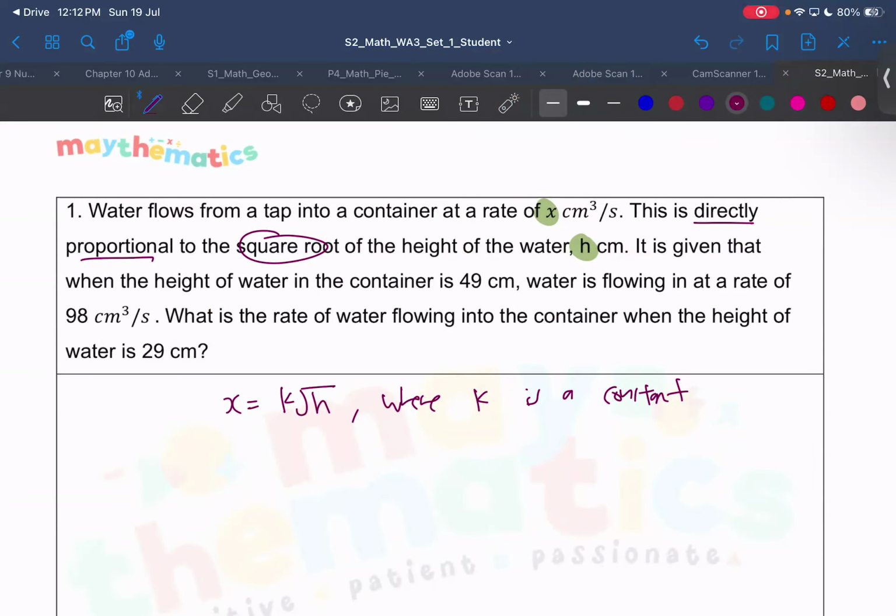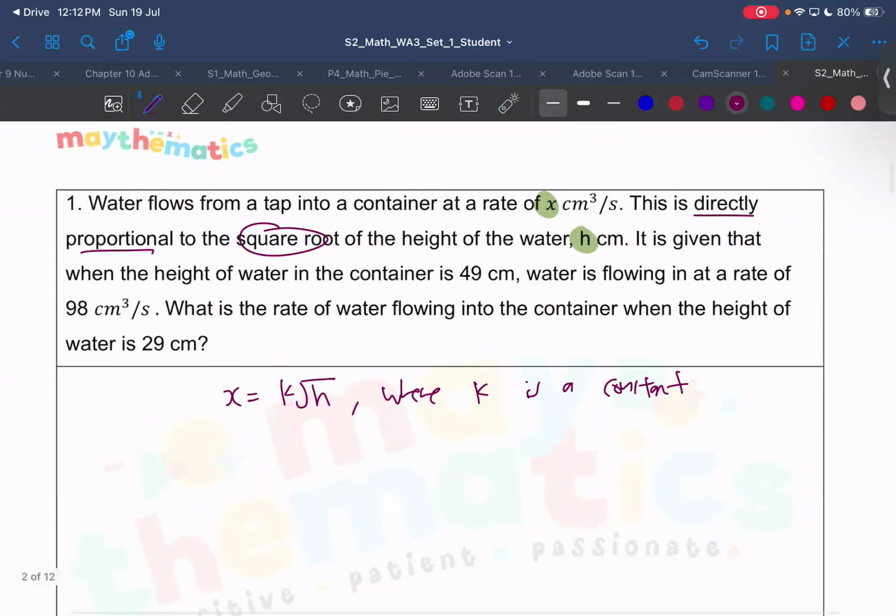I need to find? Correct. I need to find what is k, by subbing in the values given. So first, Xavier, 49 represents which letter? k or x? I mean h or x? A. h. Okay, Sean, 98 represents? Okay, so which letter? x or h?